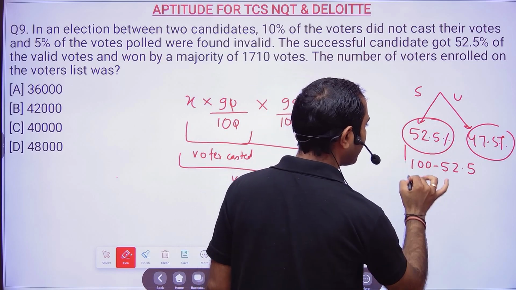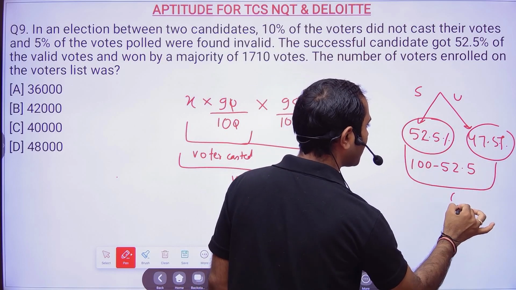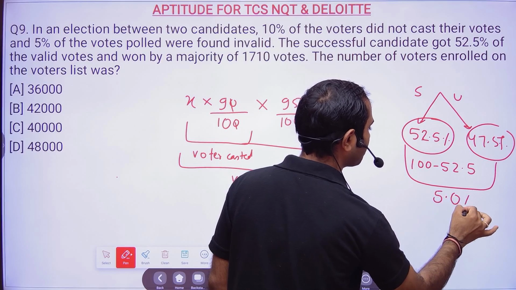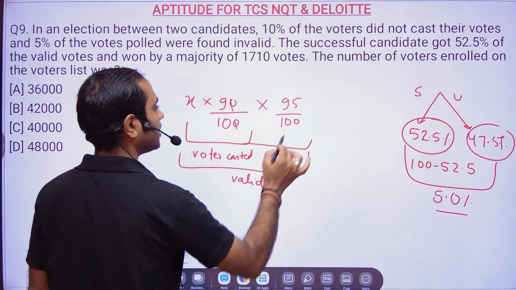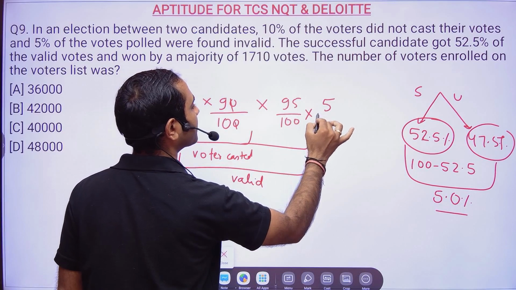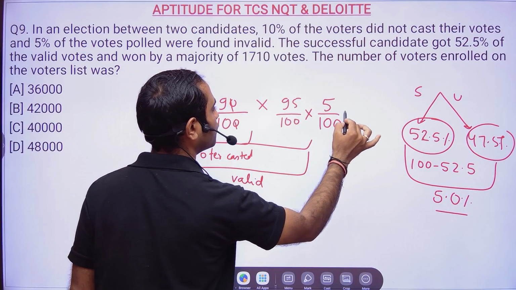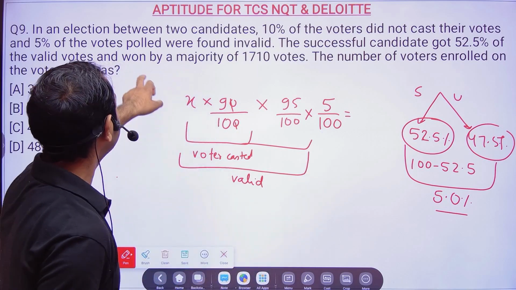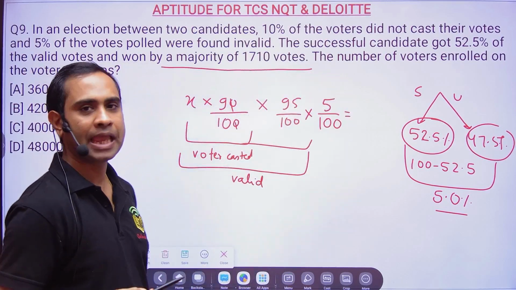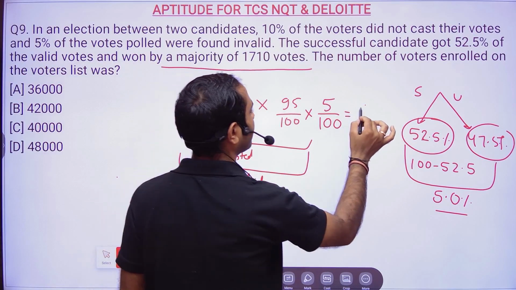So what is the difference between the votes? Sir, 5 minus 5 is 0. 12 minus 7 is 5. 5%. So basically, the winner is getting 5% more than the loser. And the winner ultimately wins by a majority of 1710.